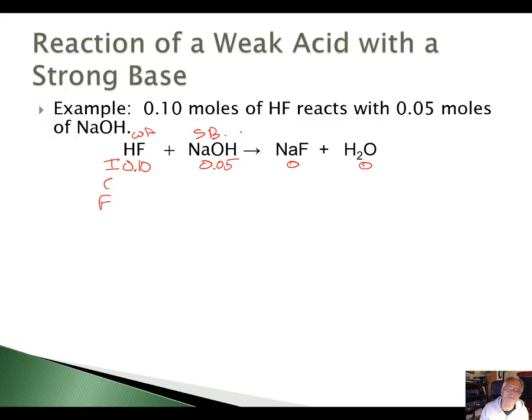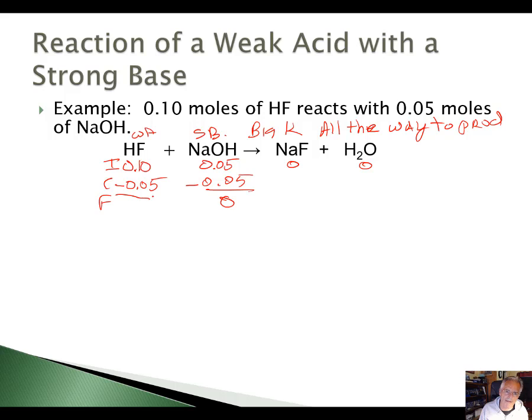Because of this strong base, this reaction has a big K, and that means it goes all the way to products until something runs out. All the way to products until the limiting reactant is gone. In this case, the limiting reactant is the strong base sodium hydroxide. So that becomes our change. Minus 0.05, minus 0.05. We're not going to have any of this left at the end of this reaction.